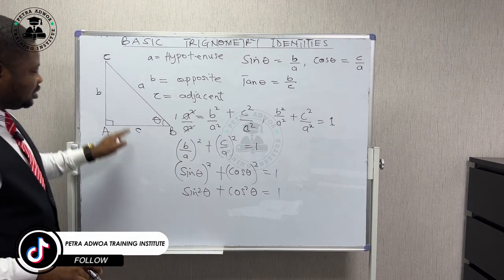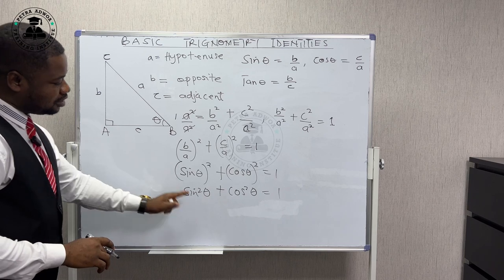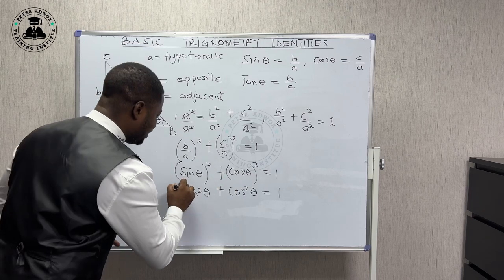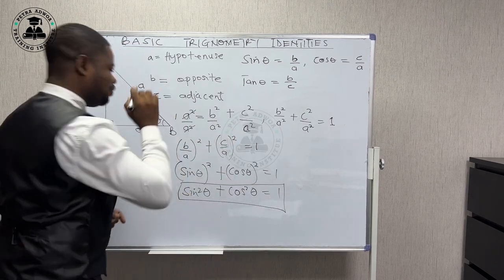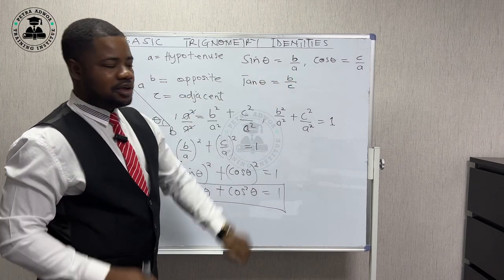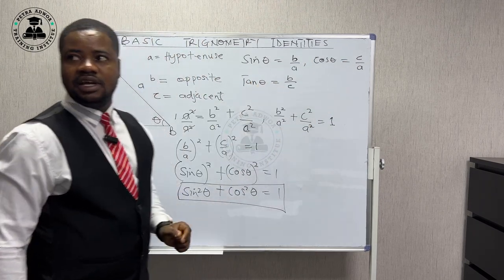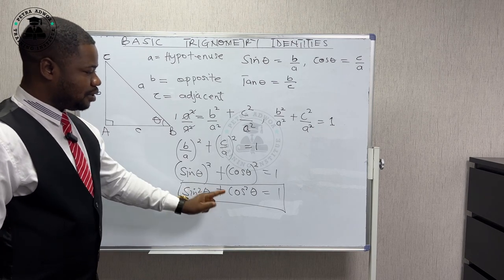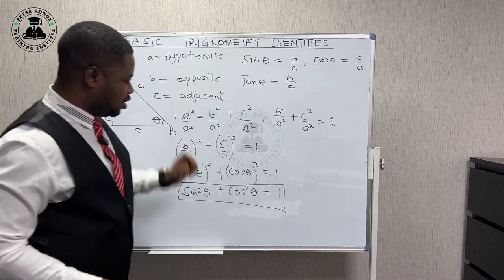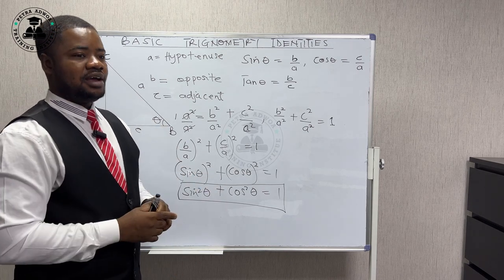And then we use this right angle triangle to prove these identities. Therefore, sine squared theta plus cos squared theta is equal to 1. This is how we proved it. So now we know sine theta to be B over A, cos theta to be C over A, tan theta to be B over C, and then sine squared theta plus cos squared theta to be equal to 1. So we have 1, 2, 3, 4 identities. We are going to use these 4 identities to prove other identities as well.